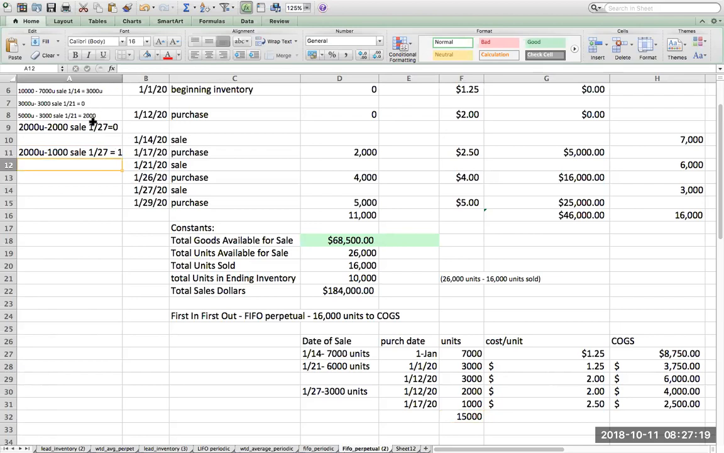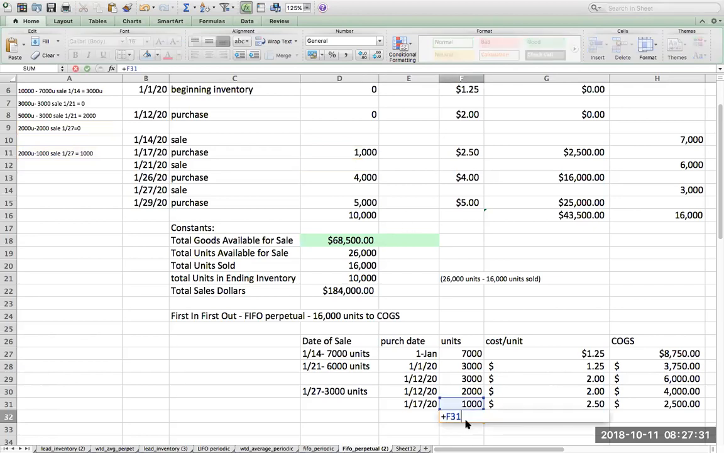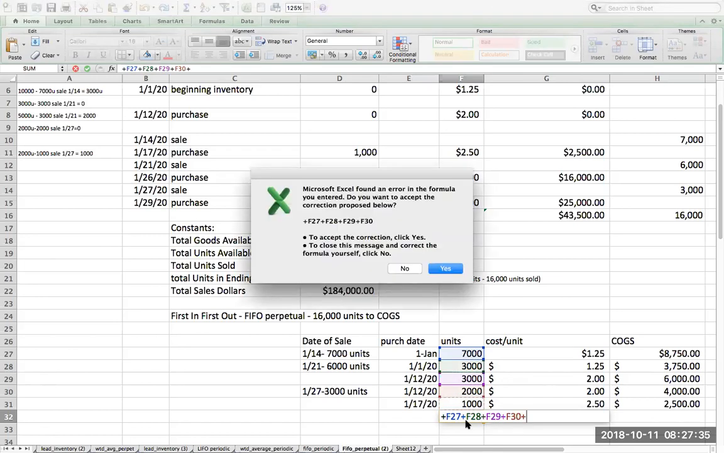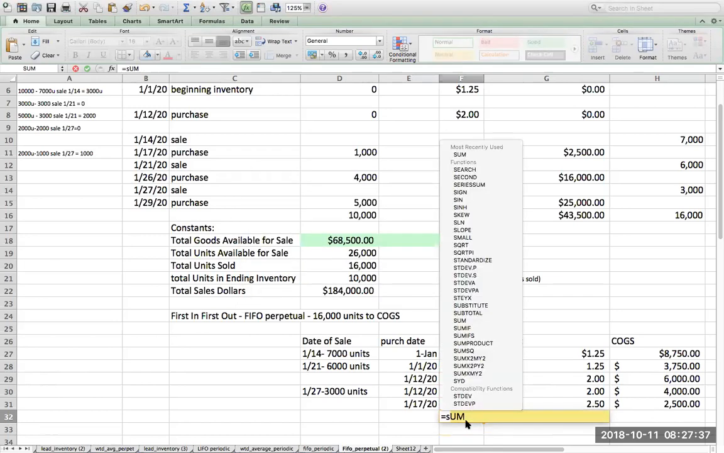So I've got here 1,000. Okay, so that's basically what I had left. And when I add up everything that I've taken, uh-oh, doesn't like that. Let's do just a regular sum.